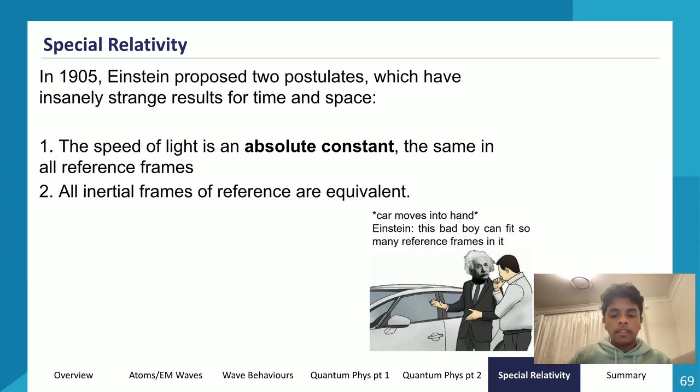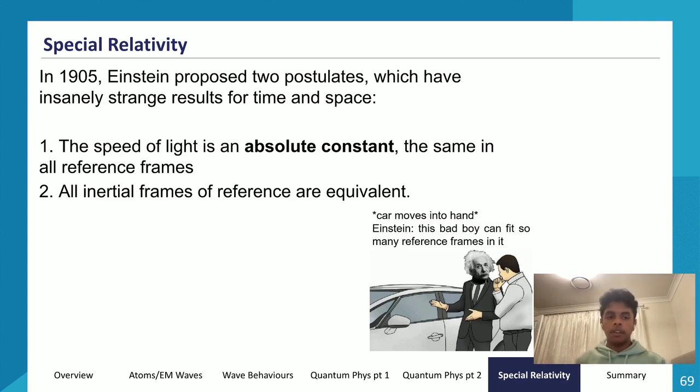Let's look at special relativity now, our final dot point, and be prepared for this, guys, because it's kind of going to bend your minds. It's going to break your mind. So in 1905, Einstein proposed two postulates which have insanely strange results for our current understanding of time and space. He said that the speed of light is an absolute constant, the same in all reference frames.